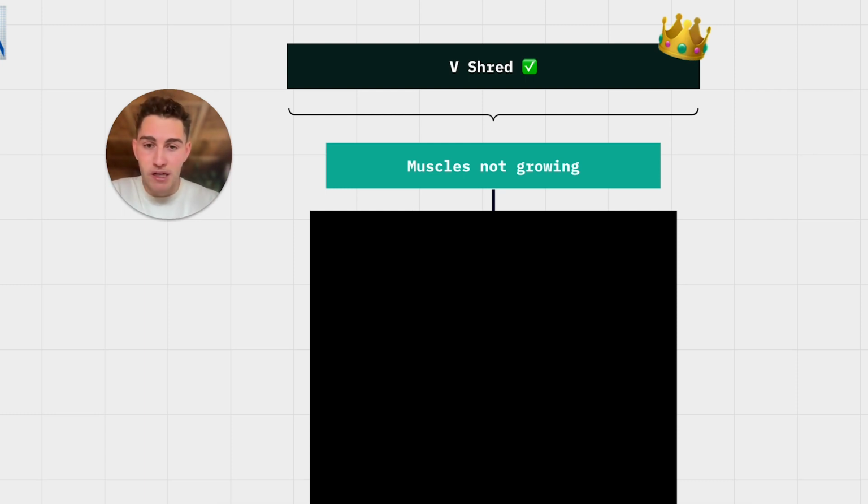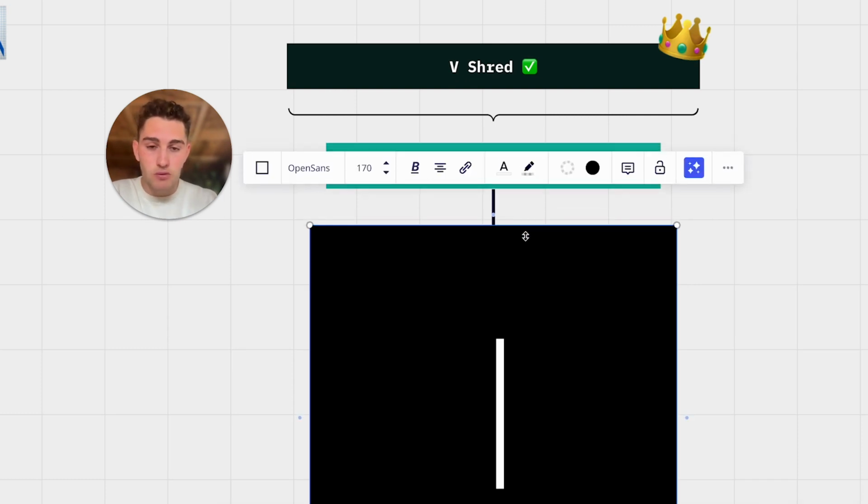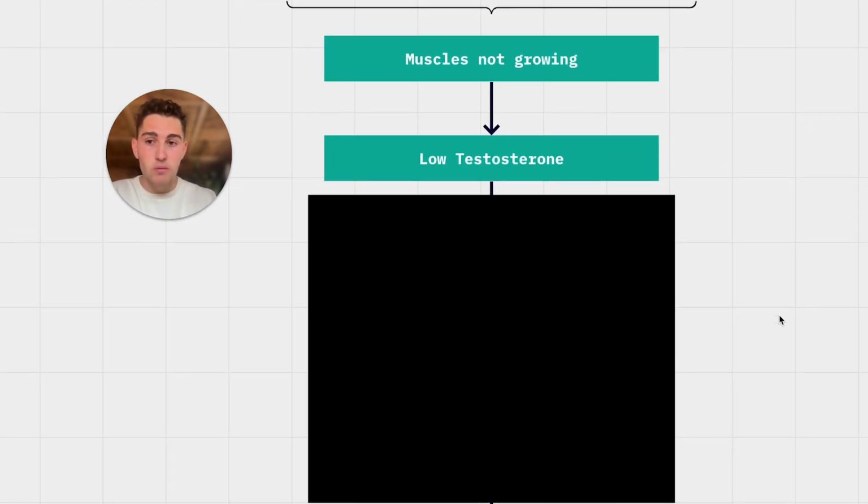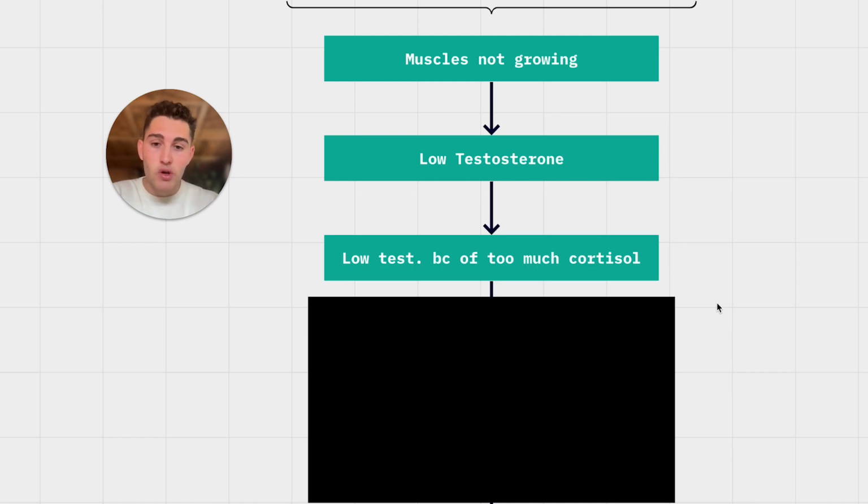Again, in the beginning, we have this problem. Now we'll break down the unique mechanism so you see the difference. In the beginning, we have the issue: muscles are not growing. Now, what do they say? They don't grow because you have low testosterone. We already know that. Everybody knows that. It's a common belief. Now, why is that? You have low testosterone because you have too much cortisol, a different hormone that's blocking your testosterone production. Not a lot of people know that. Now they're really curious where this leads, right?